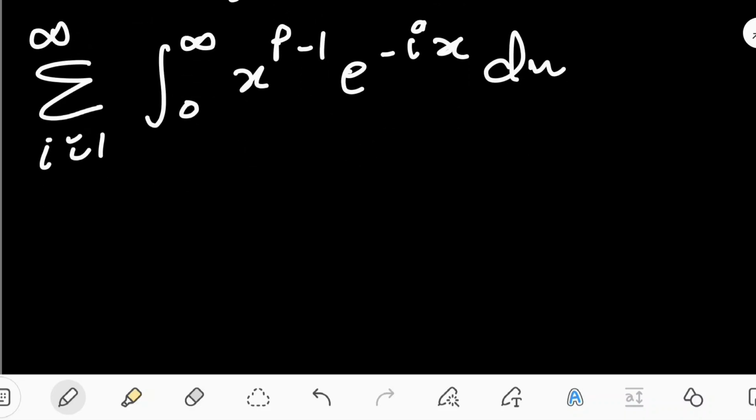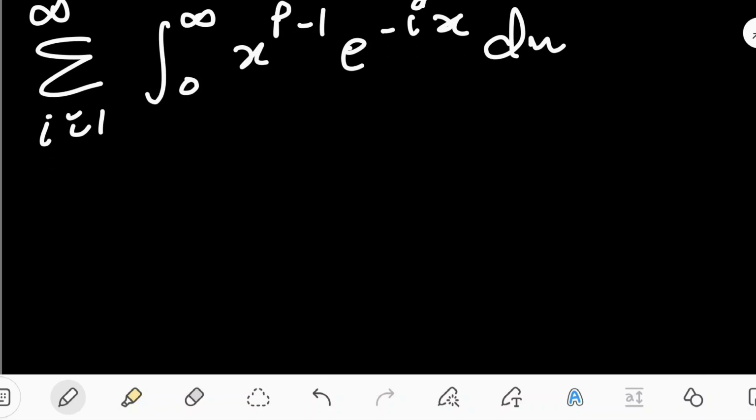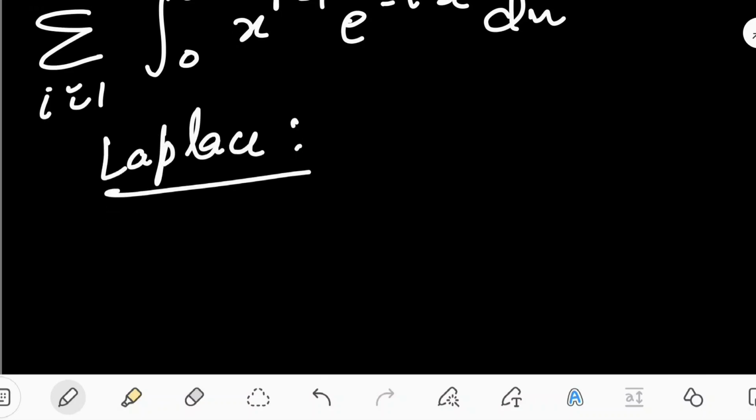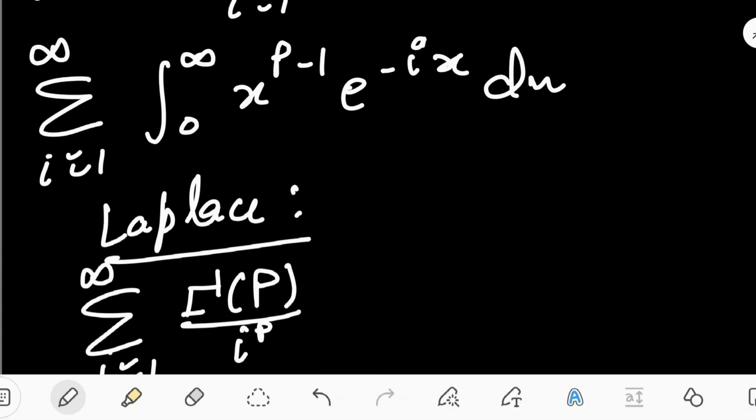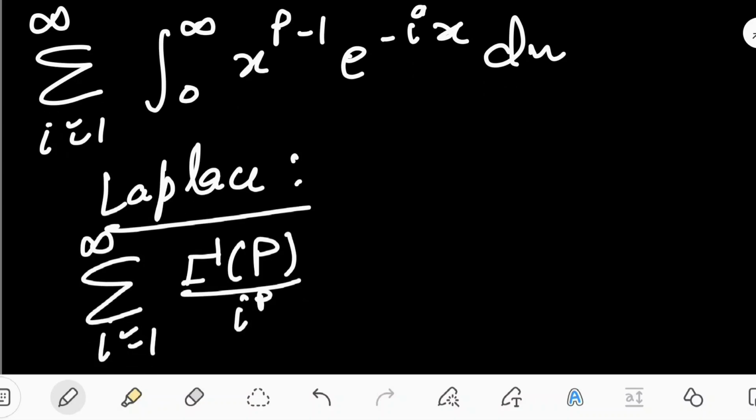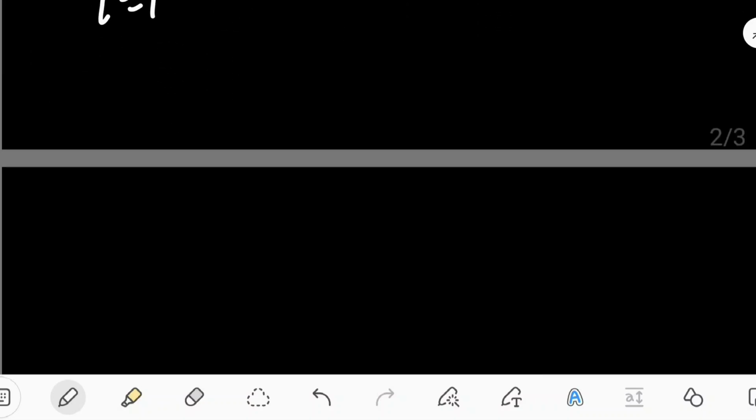Now you can apply the Laplace transformation directly, or since you know i is a constant in this integral, you can do a u substitution also. So if you apply the Laplace transformation directly, you will end up getting this expression: the summation from i equal to 1 to infinity of gamma at p upon i to the power p, right? You will get this.